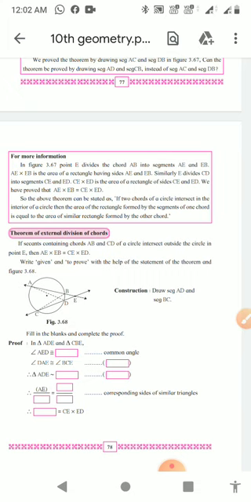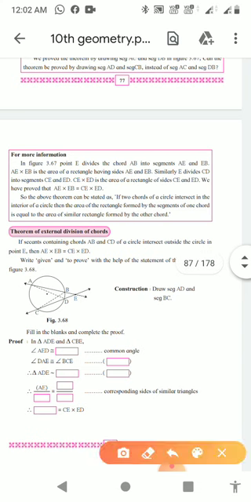Here we have to do some construction. We have to join point A and point D with a dotted line. Similarly, we join point B and point C with a dotted line. That is the only construction we need in order to prove this theorem.